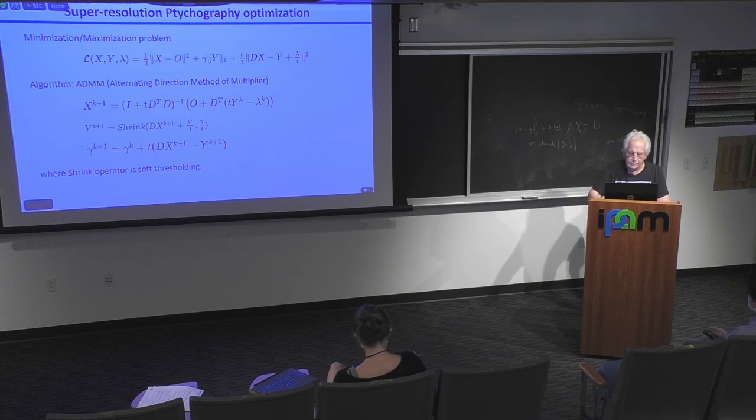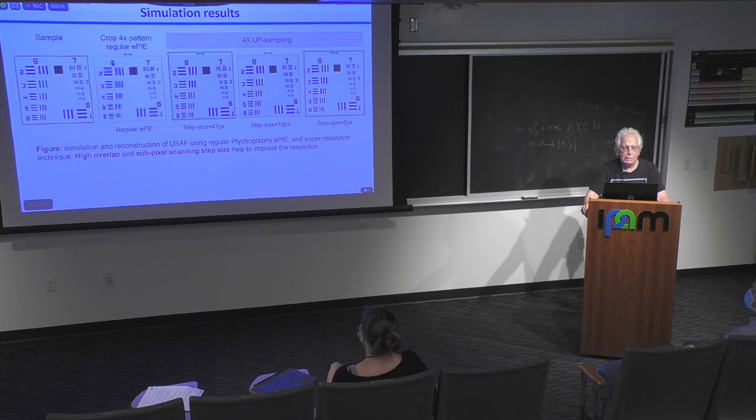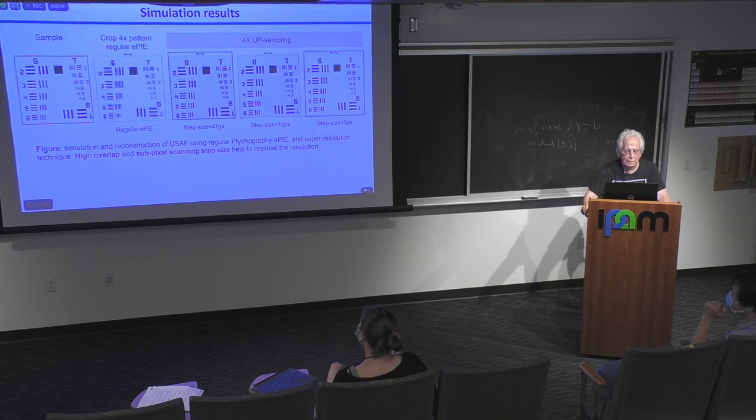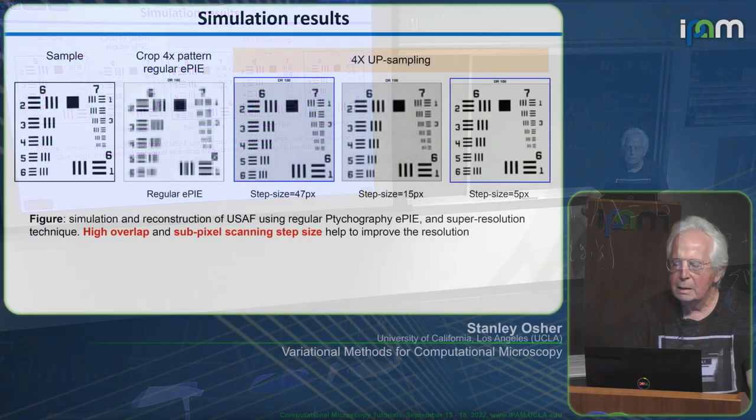Okay, very good. Next. So here are some results. On the left, we have the original, which is an easy original. You use epi in the middle, and it blurs, and then you upsample.